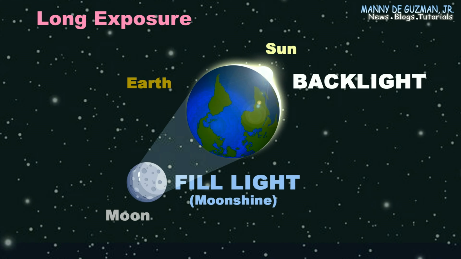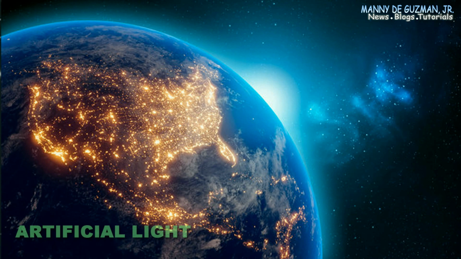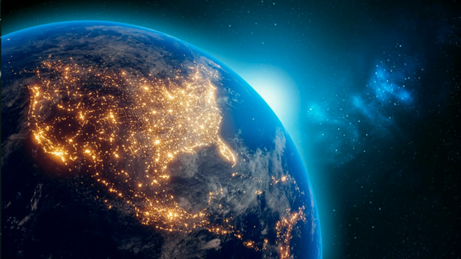And the long exposure technique is used in this kind of shot by setting the shutter speed long enough to brighten the overall image, including the stars and galaxies in the background. We have the last type of lighting, which is common in Earth's photos, which is the artificial lighting during nighttime when the city lights are illuminating the Earth.